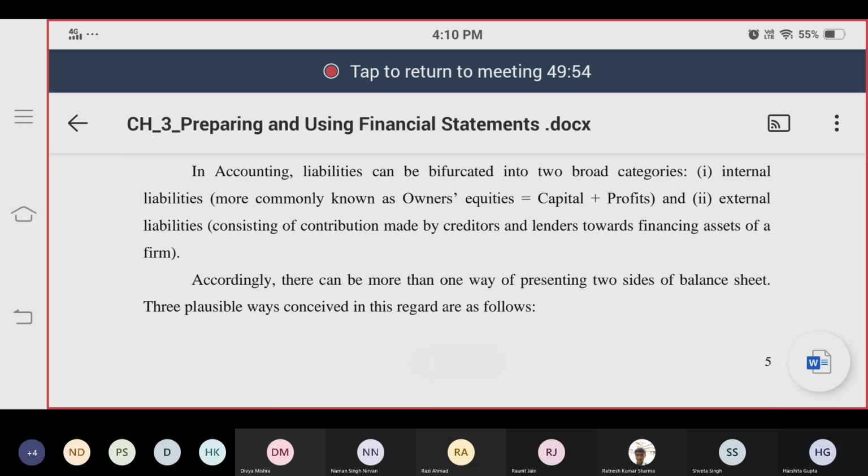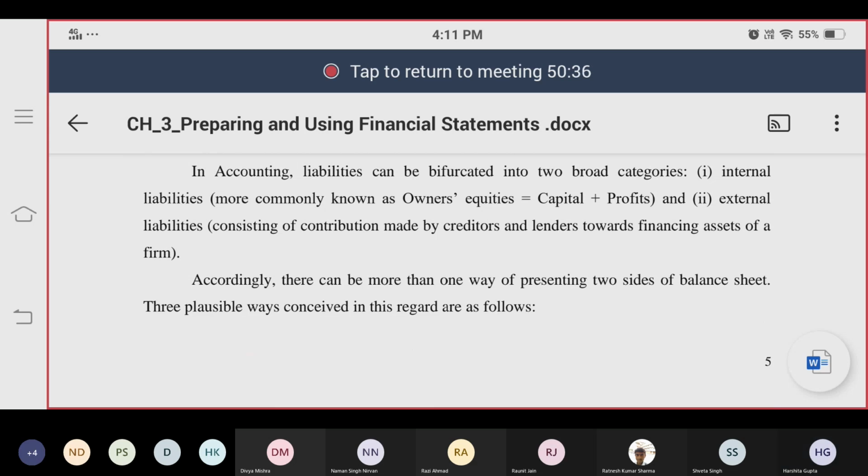In accounting, liabilities are divided into 2 broad categories, that is internal liabilities, more commonly called owners' equities, that is capital plus profit. So all of this money belongs to our internal liability, that is our owners. So we call our owners our internal liability, and everyone else like banks or creditors, any other liabilities, we call external liabilities, consisting of contributions made by creditors and lenders towards financing assets of a firm. Accordingly, there can be more than one way of presenting the 2 sides of the balance sheet.